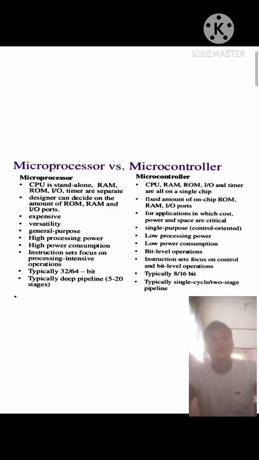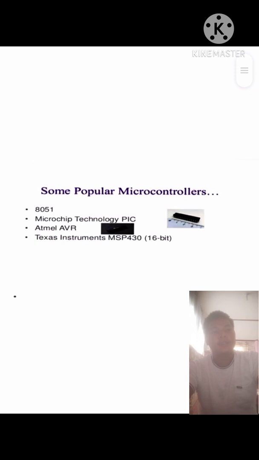The differences between microprocessor and microcontroller. These are some of the popular microcontrollers. Example: 8051, Microchip Technology PIC, Atmel AVR, Texas Instruments MSP430 16-bit.